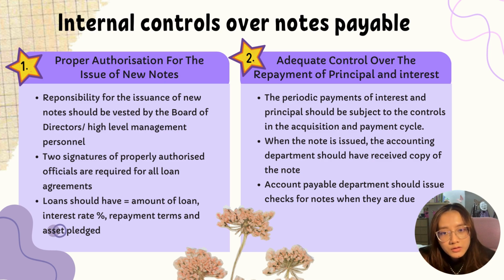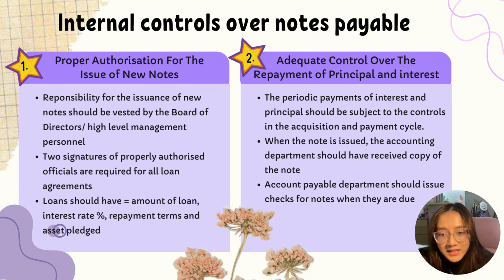Second is the adequate control over the repayment of principal and interest. The periodic payment of interest and principal is subject to controls in the acquisition and payment cycle. Integration with acquisition and payment control is used for repaying the principal and interest on notes payable, which should align with the company's established acquisition and payment cycle controls. This includes standardized procedures for authorizing, processing, and recording payments. Such integration ensures consistency, which prevents errors and reduces the risk of unauthorized or missed payments.